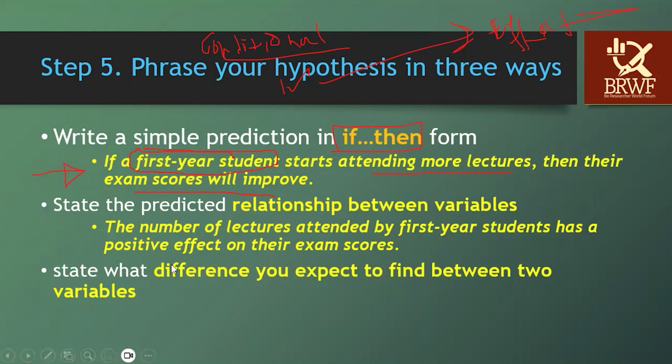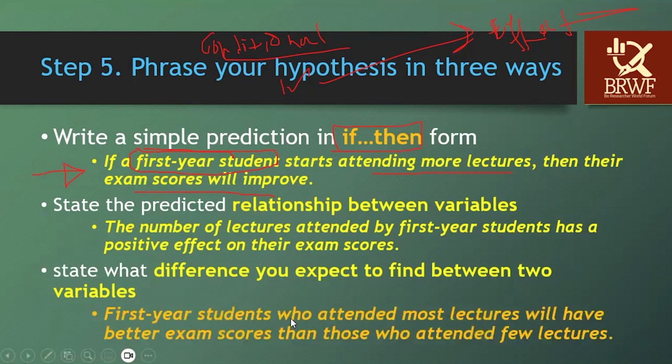Then we can become more focused, like this: first year students who attended more lectures will have better exam scores than those who attended few lectures. Now here we are showing the clear difference. Understood? So you can start with a very straightforward idea. Then you can refine it by demonstrating the relationship between the variables. Then what will be the difference between the variables? So you have to explore.